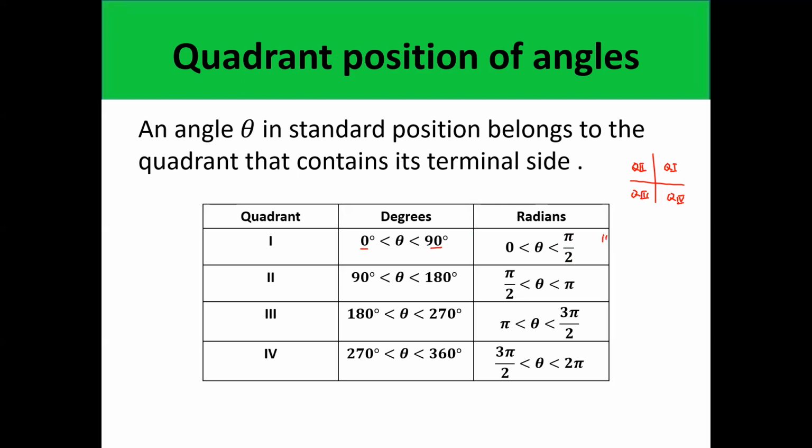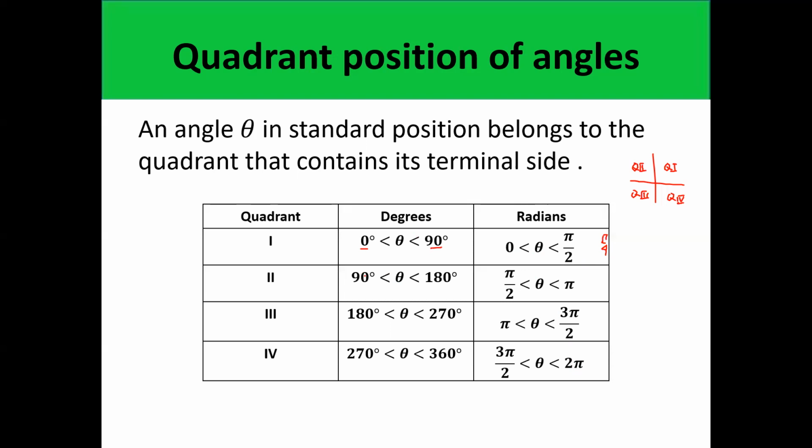Now pi over 4 is an example of an angle in radian measurement that is in quadrant number 1 because 1/4 here is between 0 and 1/2. Of course, we're just considering here angles theta that are from 0 up to 360 degrees, or angles theta from 0 up to 2 pi. In case the angles are outside of those intervals, then we need to first get the angles that are coterminal with theta, so that we can identify the quadrant where the angle belongs.